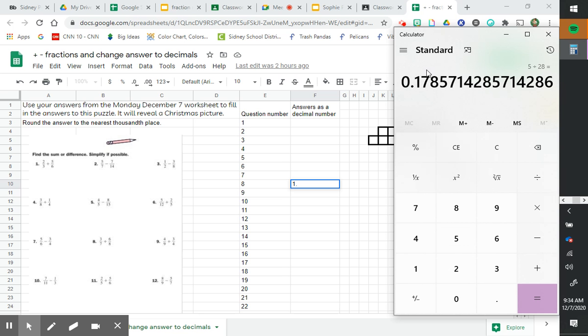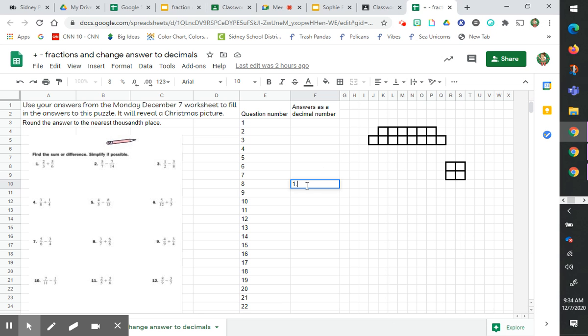Now, I have to round it to the nearest thousandths. So it's going to be 1.179. Why is it 1.179? Well, because the number that was following that 8 was bigger than 5, wasn't it? And then when you hit enter, part of the puzzle shows up for you. Okay, so you'll do that with all of the questions. You change your answer from a fraction into a decimal.